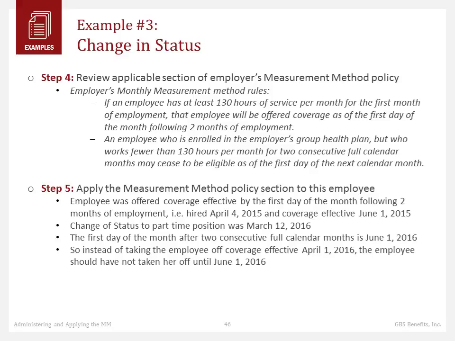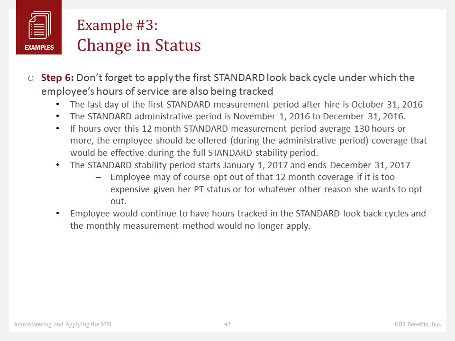Instead of taking the employee off coverage at the end of March, so it was effective April 1, the employee should not have been taken off coverage until effective June 1. And again, that's because of what they selected in their measurement method policy, and specifically what their monthly measurement method policy is for when somebody's hours reduce. Okay, now here's the kicker.